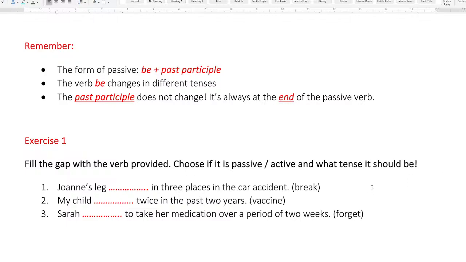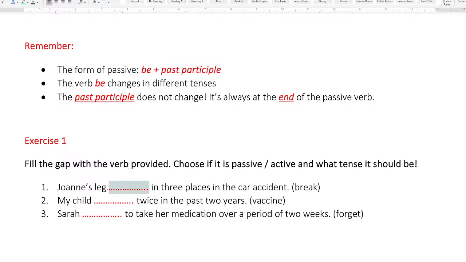Now, the past simple of break is broke, but I would say that this was the passive. So I'm saying it's the past simple passive. That means it can't be broke. I need verb 3. I need the past participle of break, which is here.